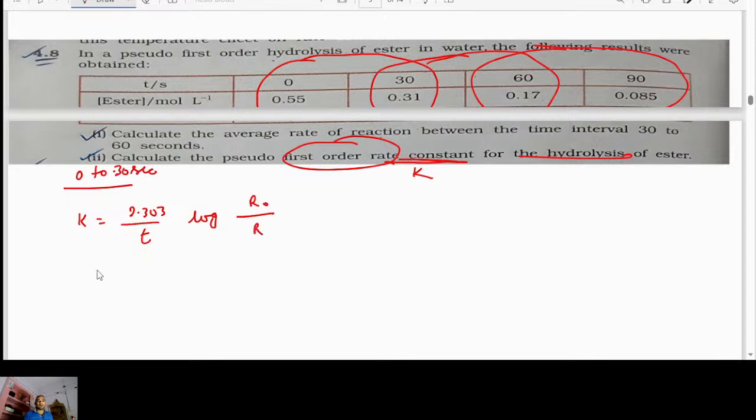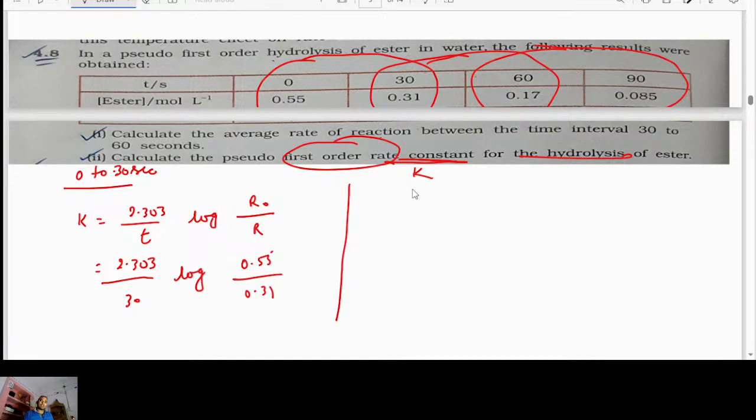So here is 2.303. What is the time t, student? So time t, when you are going, the first time you are taking, here you take 30. Here will be the log, student. What is the concentration of R naught, student? It will always be the initial concentration 0.53. What is the final concentration at that time, student? So 0.31, 0.31, right? Now here you solve, student.